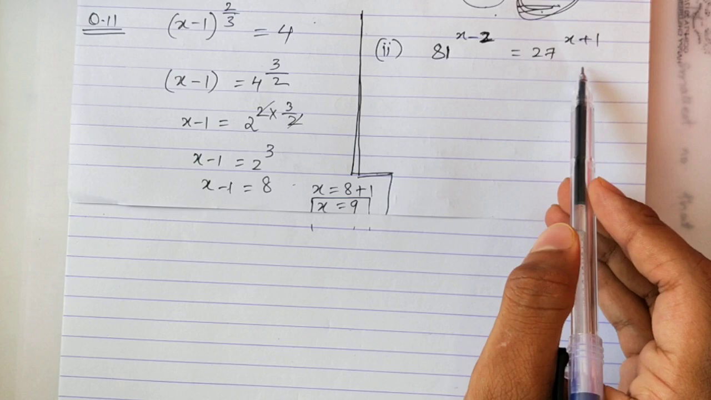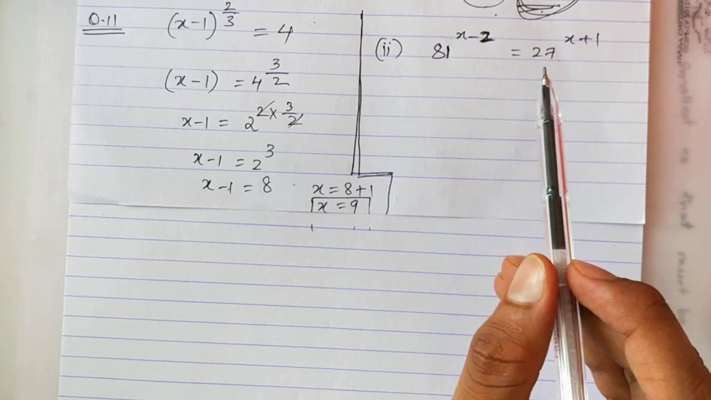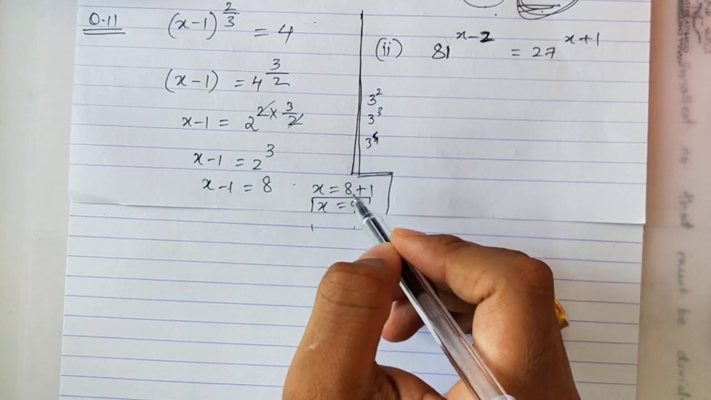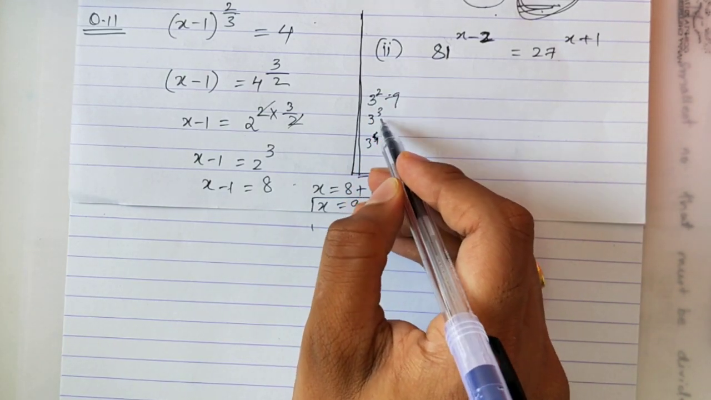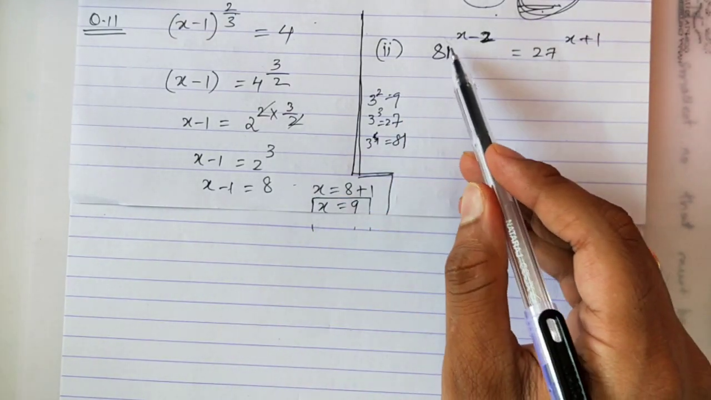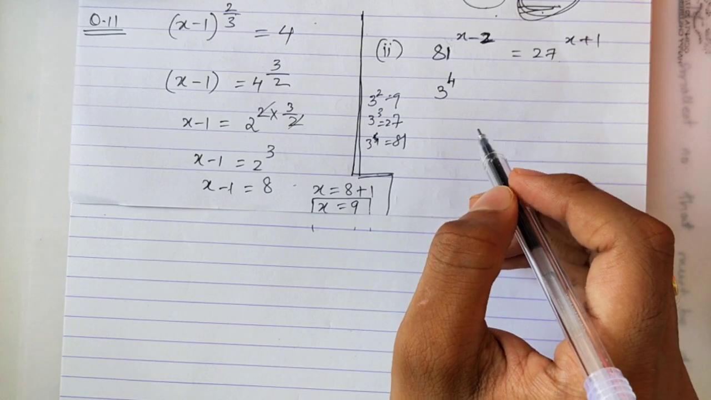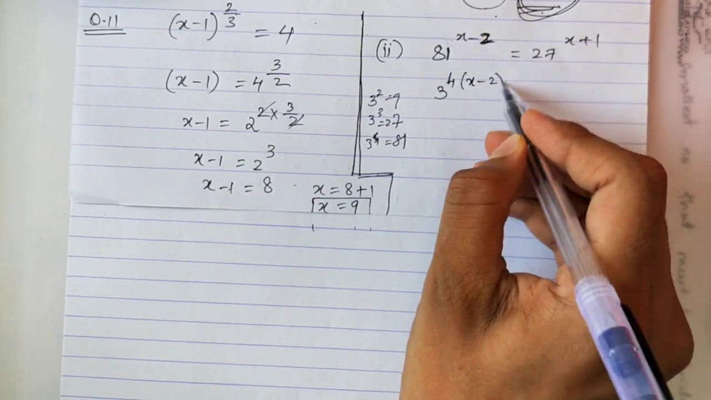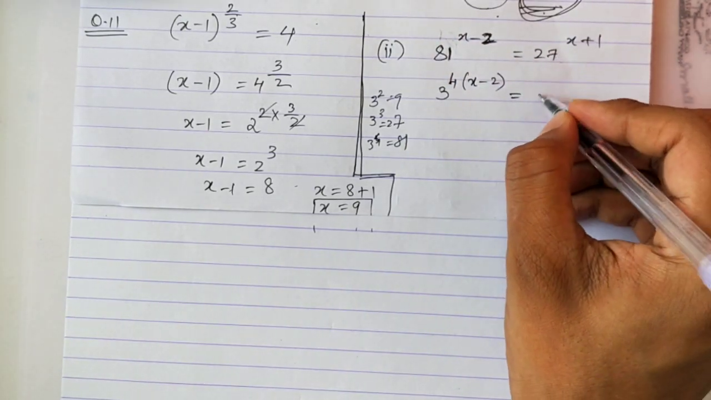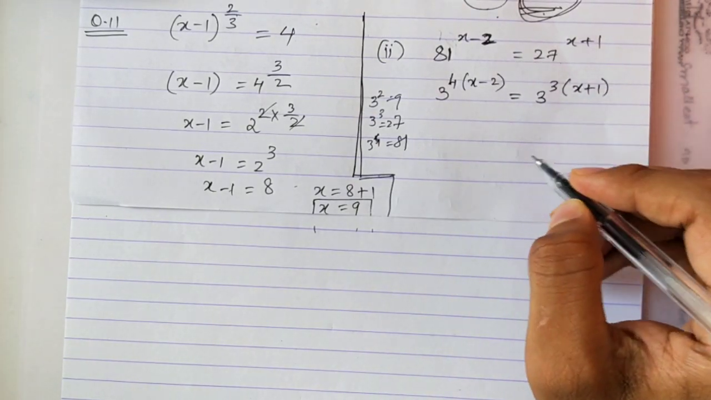The next question. Observe this question. 81 and 27 are numbers related to 3. I have told you to learn also 3 square, 3 cube, 3 raised to 4. You must remember these values. 3 square is 9, 3 cube is 27, 3 raised to 4 is 81. You must remember these. So this 81 will be written as 3 raised to 4. And what is there in the power already? x minus 2. In the place of 81, I wrote 3 raised to 4. 27 can be written as 3 cube with the power x plus 1.